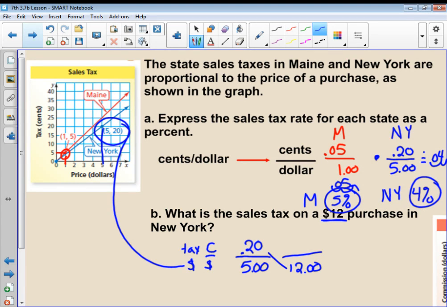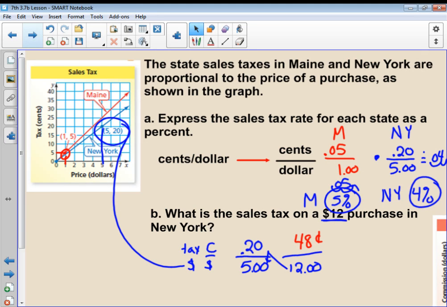And now we can cross multiply and divide. Or we could figure out 4% of $12. That's up to you if you're more comfortable with doing that. So 12 times 0.20 divided by $5 gives me 48 cents. So I'm going to pay 48 cents tax on a $12 purchase in New York. You can either use the percentage there, or you can set it up as another proportion and just make sure that you're matching labels.